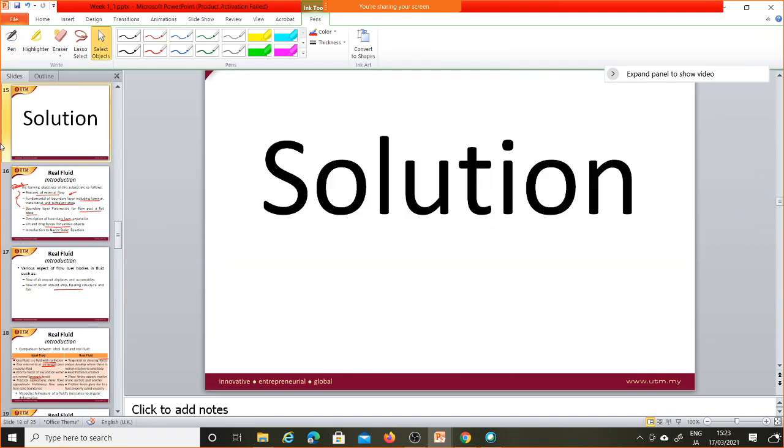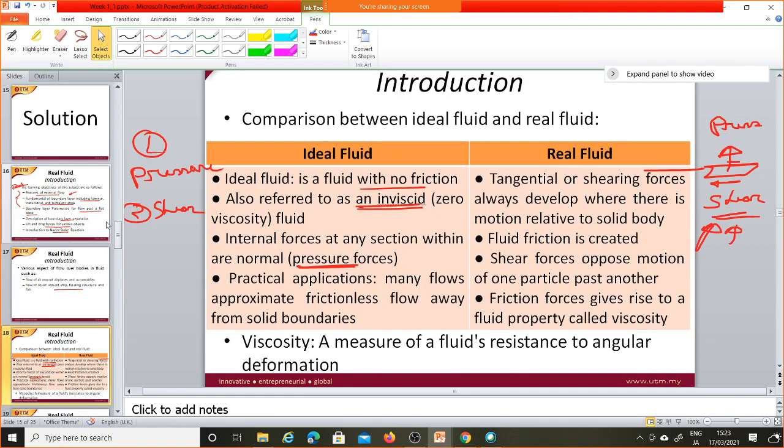So potential flow means the flow of an ideal fluid. So how about the real fluid? We will have the tangential part, right? Tangential force or the shear force always develops when there is a motion of the fluid. If you are moving inside a real fluid, of course you will get two different types of force. One is pressure force, another one is tangential force, that is the shear force. So fluid friction will be created, and the shear force opposes the motion of one particle past another.